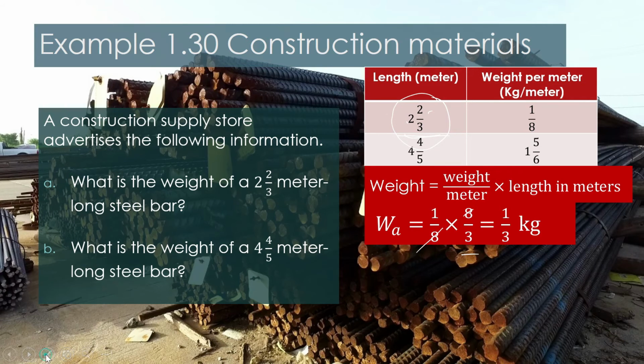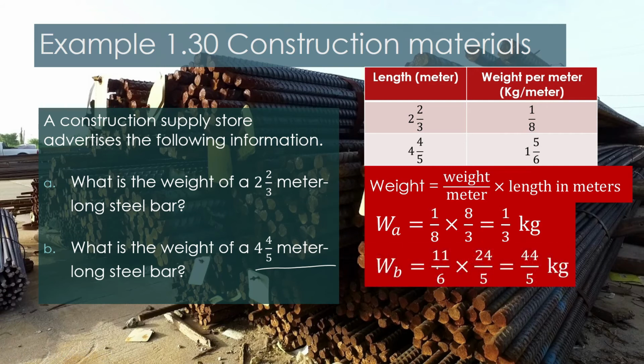It's still the same thing. We will multiply the length of your steel bar by the weight of the steel bar per meter. The weight per meter of your steel bar is 11/6 kilograms per meter. Where did that come from? It came from this. The weight per meter of your steel bar. 6 times 1 is 6, plus 5 is 11.